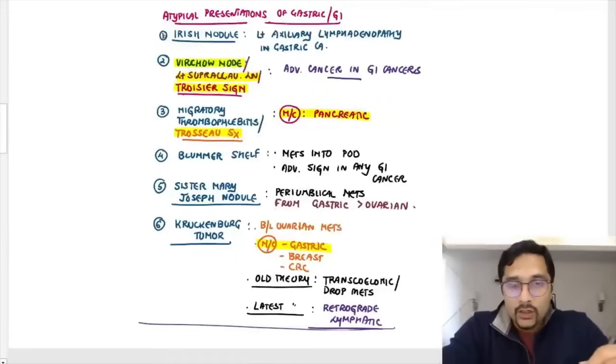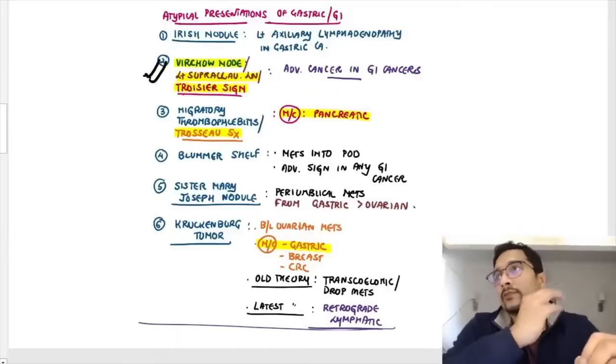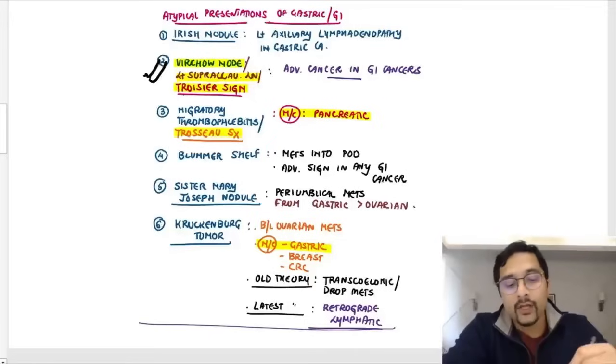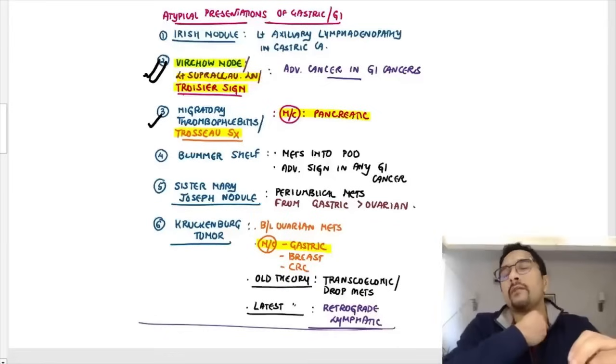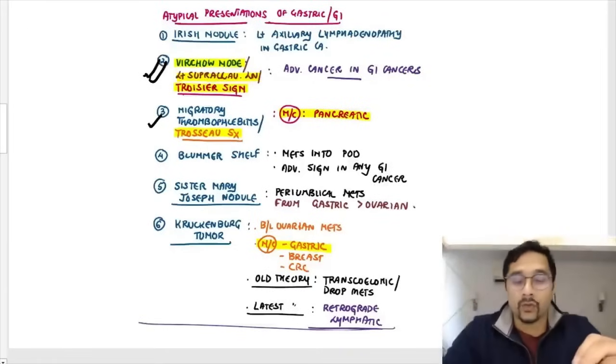So Irish node is left axillary lymphadenopathy. Virchow's node has been asked many times. Virchow's node, or left supraclavicular lymph node, or Troisier sign, is seen in advanced GI cancers. So Troisier's sign is the left supraclavicular lymph node. Trousseau syndrome is migratory thrombophlebitis, which is seen with pancreatic cancer.